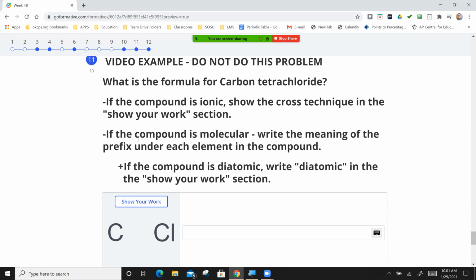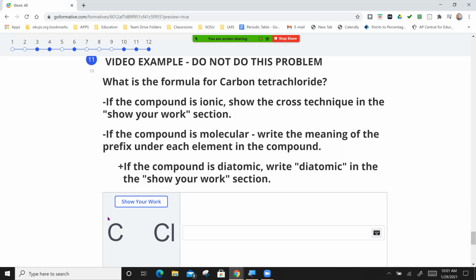And so for molecules, all you have to do is write the meaning of the prefix under each element. You do not show charges for molecules. Molecules are not made up of ions. Therefore, they will not have charges. Everything you need to know is in the name. Now, when you see there is no prefix on the first element, that means there is one. But you see this prefix on the second one, that's identifying it as a molecule.